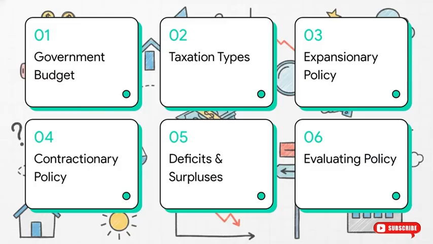All right, let's look at our flight plan for today. We'll start with number 1, the government budget. 2, understanding taxation types. 3, expansionary fiscal policy. 4, contractionary fiscal policy. 5, deficits and surpluses. And finally, 6, evaluating fiscal policy.